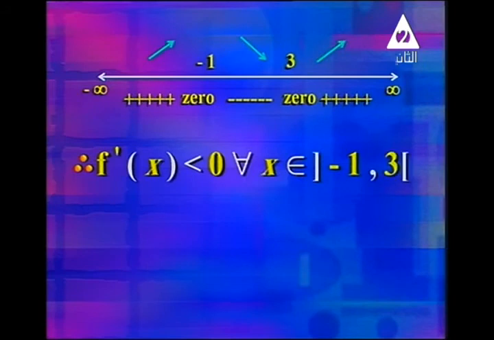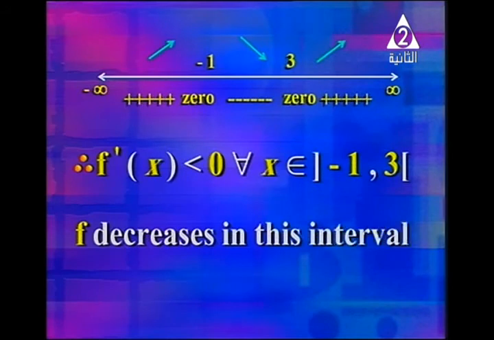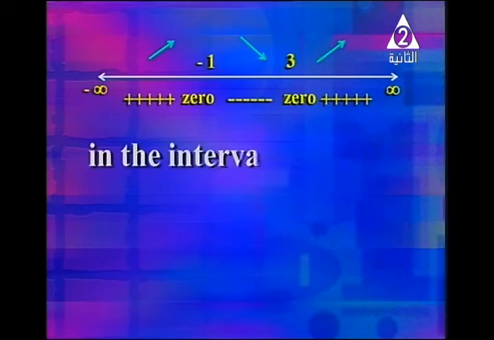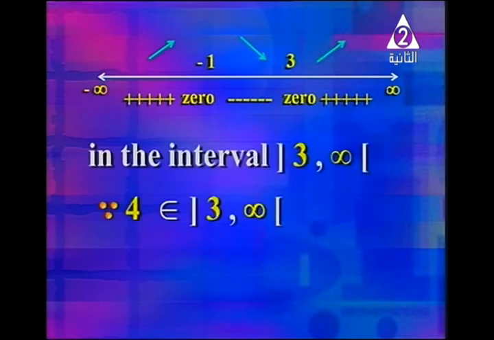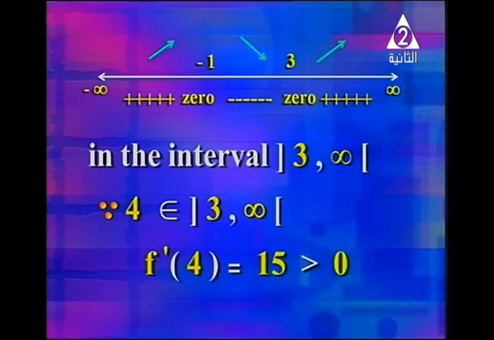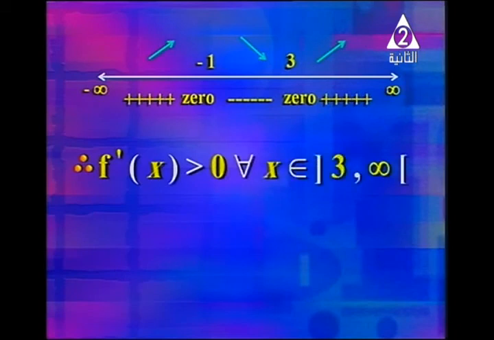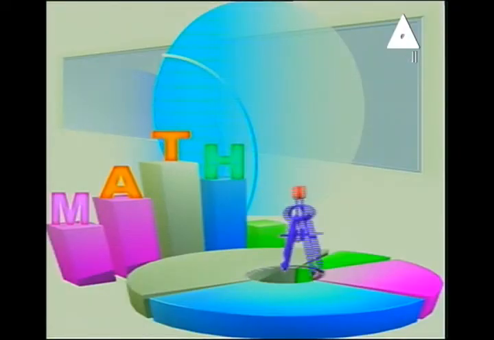Then f'(x) is smaller than 0 when x belongs to (-1, 3), so the function decreases in this interval. On the interval (3, infinity), f'(x) is more than 0. Then f'(x) is more than 0 when x belongs to (3, infinity).